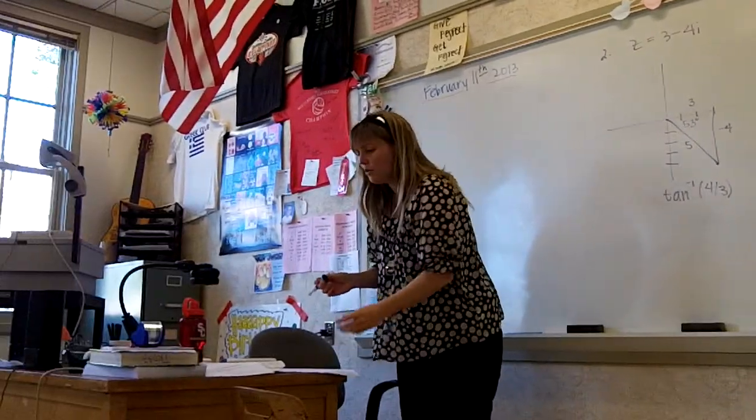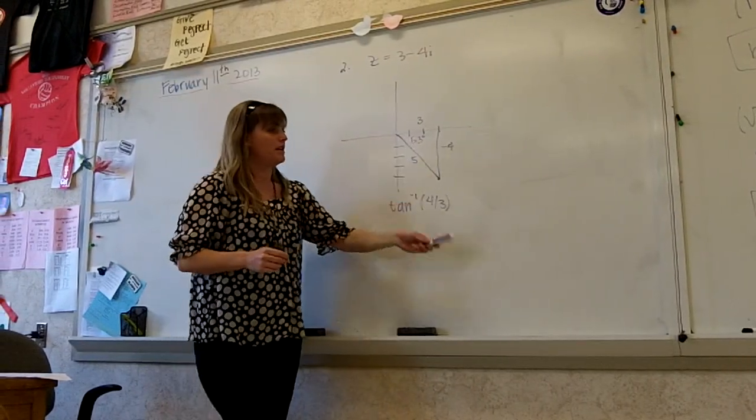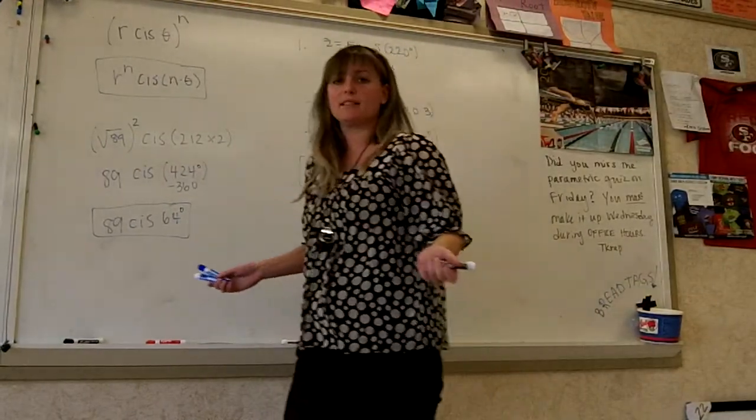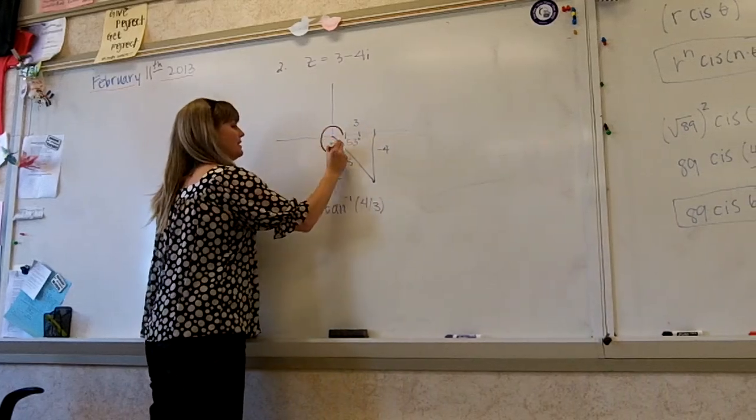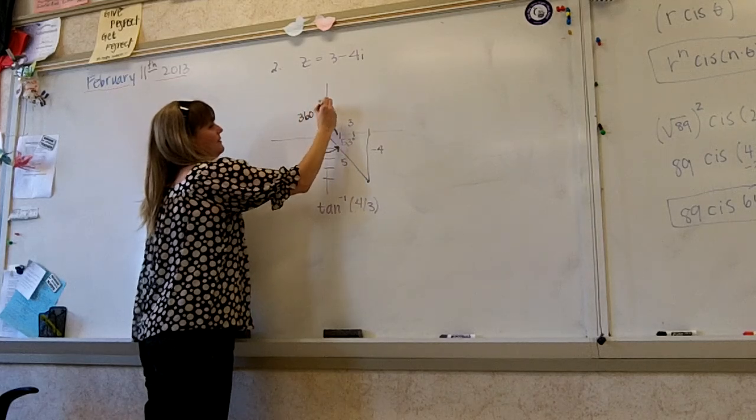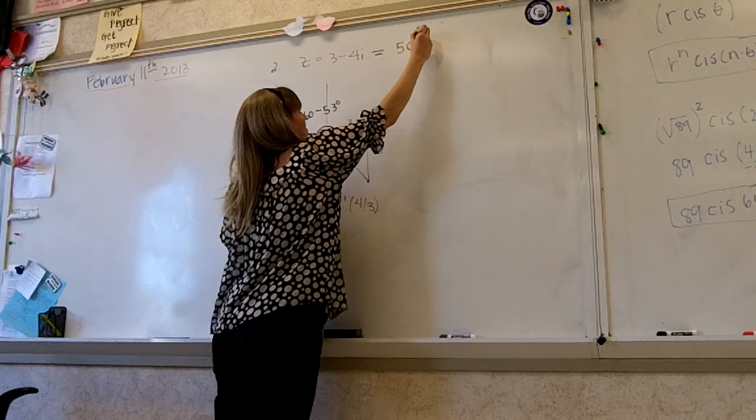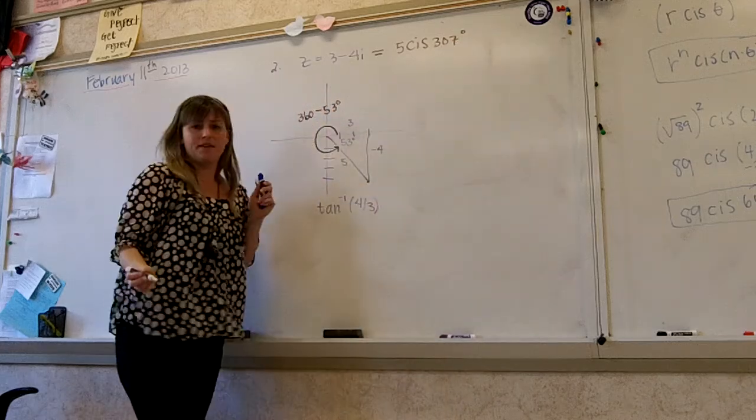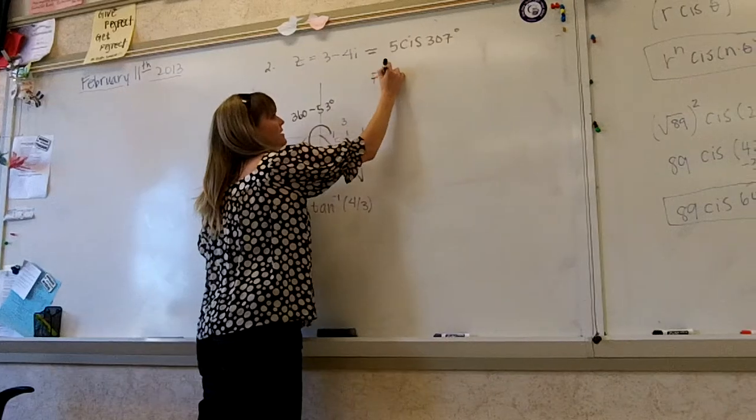Don't leave your answer like that, because 53 degrees is obviously in the first quadrant. So how do you fix your answer to turn it into something that makes more sense? I really need to do 360 minus 53 degrees. So when I rewrite this, it would be 5 cis 307 degrees.